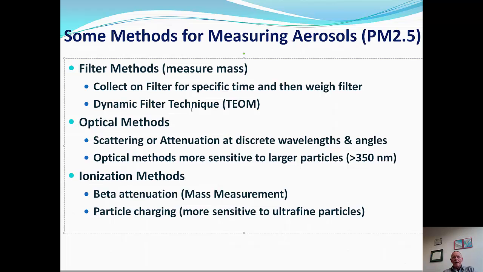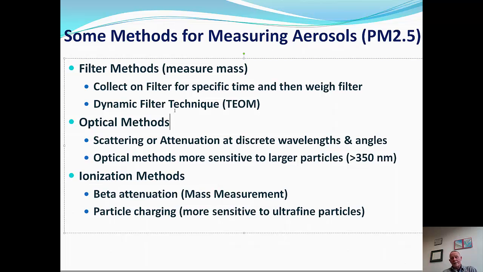Optical techniques are probably the ones that are most widely used, where you use either scattering or attenuation at discrete wavelengths and angles to measure the concentration. One of the nice things about the optical technique is that the optical signal scales with the mass concentration. As particle sizes increase, the mass of particles increases. Same thing with the optical techniques. The optical techniques work quite well too because they scale in the same way.